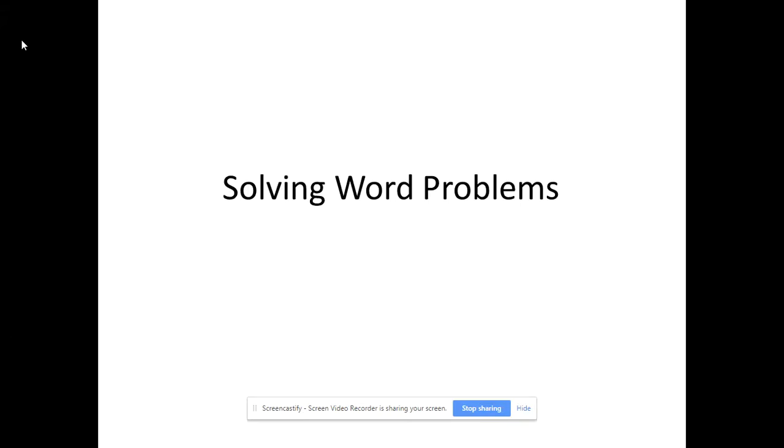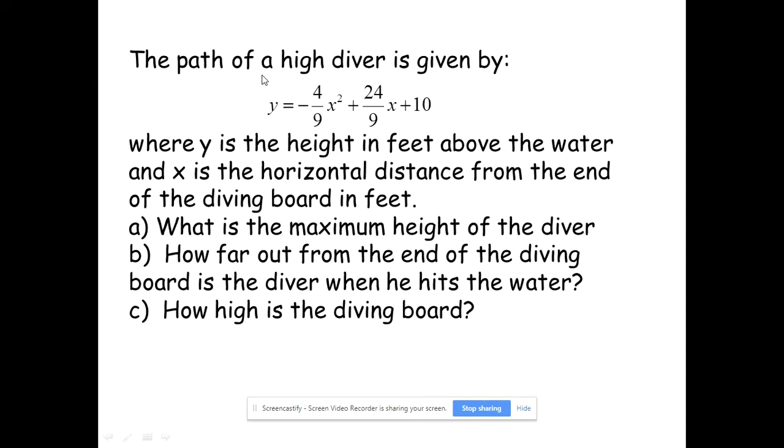All right, today we're going to talk about solving word problems, and we're going to use your calculator to solve these. So this is a typical question. The path of a high diver is given by the equation y equals minus 4/9 x squared plus 24/9 x plus 10, where y is the height in feet above the water and x is the horizontal distance from the end of the diving board in feet.